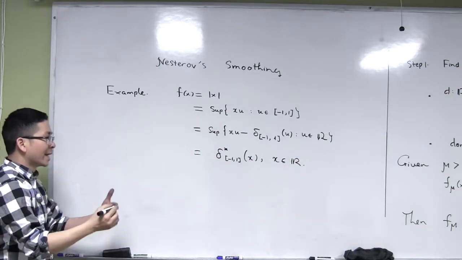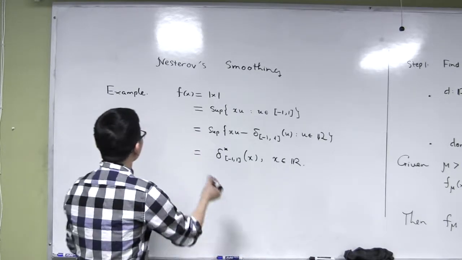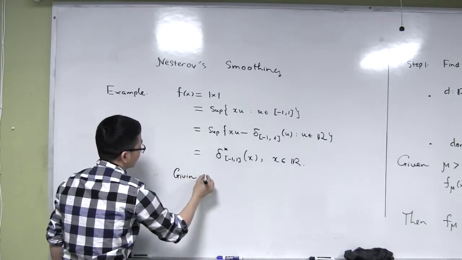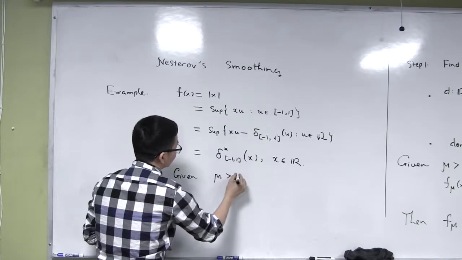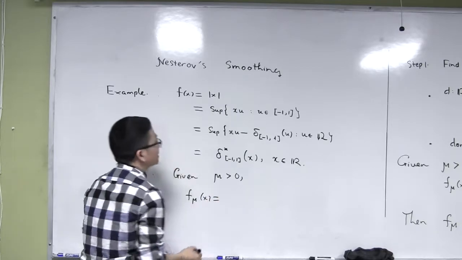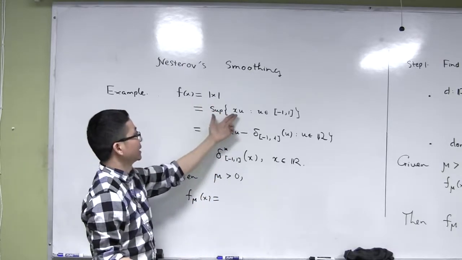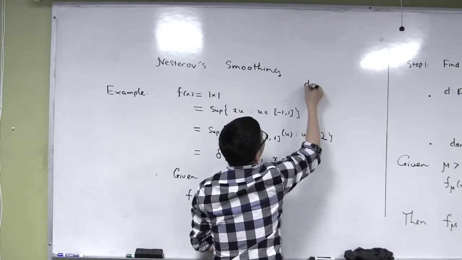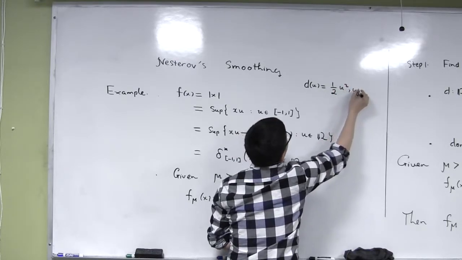So based on the procedure developed in the first step, how can we build f sub mu of x? Given a positive constant mu, we define f sub mu of x by subtracting mu times a strongly convex function from here. And the strongly convex function we are going to use is very simple. d of u is 1/2 times u squared.